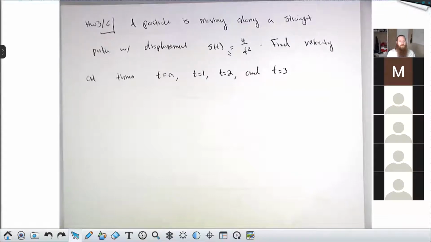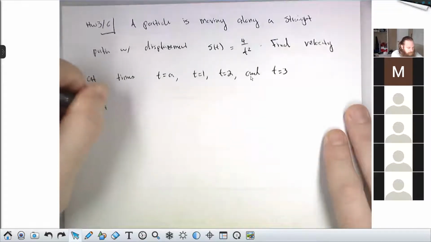Okay. So this function, s of t equals 4 over t squared, tells you where the thing is, right? At time t equals 1, its position is 4 over 1 squared, or 4 meters. At time t equals 2, the position is 4 over 2 squared, or 1, 4 over 4 meters. At time t equals 3 seconds, the position is 4 over 9, or a little bit less than 1/2. So this particle is retreating, right?